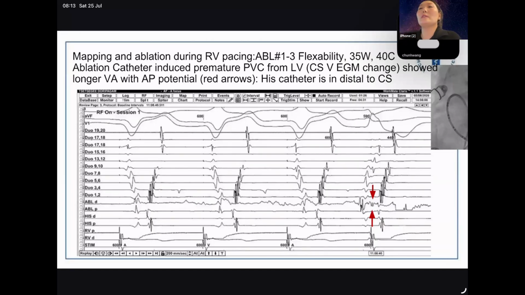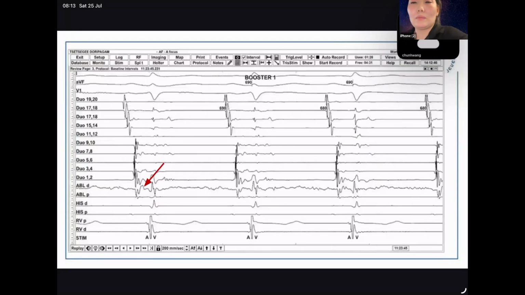After a few ablation times, the atrial activation sequence was concentric, and then we observed the accessory pathway potential here. So we ablated. We performed the booster ablation.